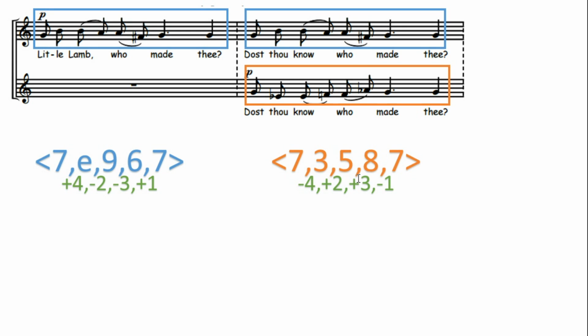There are a couple ways of going about to identify this. As we've learned in the past, for an inversion of a pitch segment, the intervals will be the same size, but they will be in opposite directions. So we have 4, 2, 3, 1 over here. We have 4, 2, 3, 1 over here. Here it's plus 4, over here it's minus 4. Minus 2, plus 2. Minus 3, plus 3. Plus 1, minus 1.